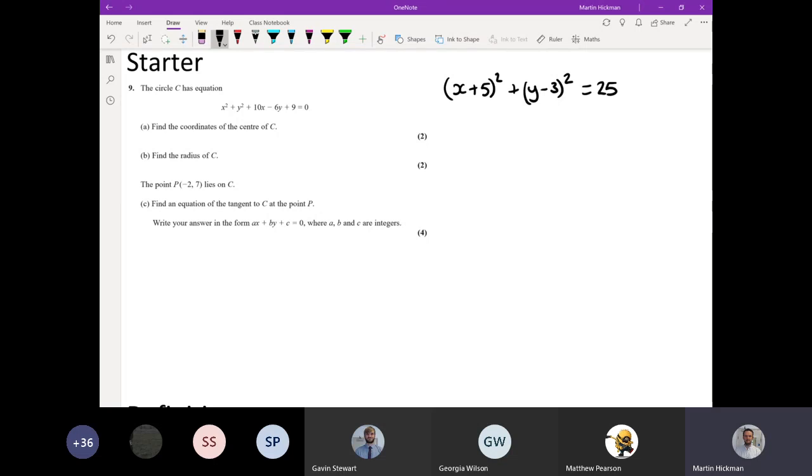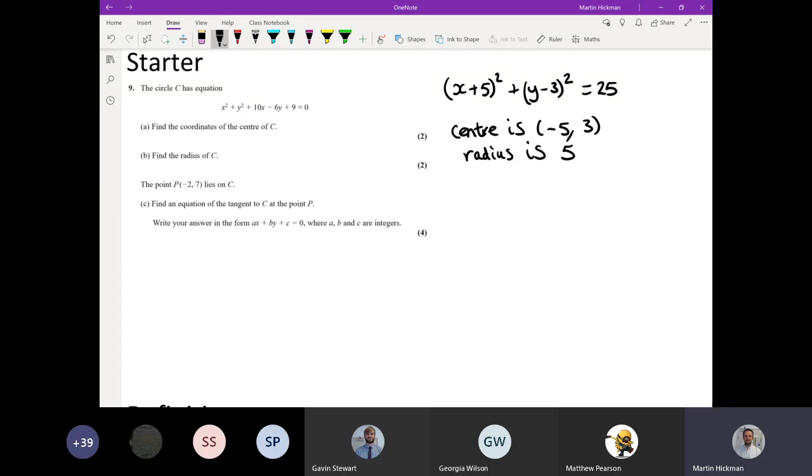So firstly, with circles, we want to write it in this form. This form is really useful to us because instantly we can see that the centre is -5, 3, and the radius is just going to be the square root of 25, which is just going to be 5. Okay, so I'm not going to spend too much time on that because looking at the responses on the form, almost everyone got that right. The only thing is just be careful with the signs. A few people putting 5 - 3 rather than -5, 3.